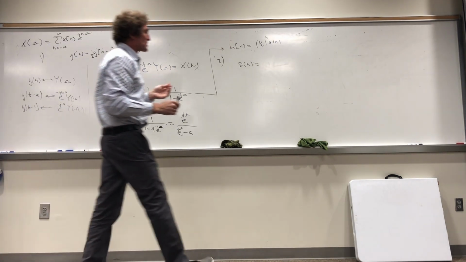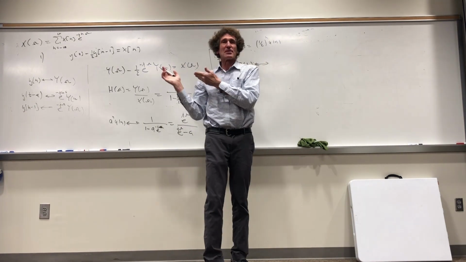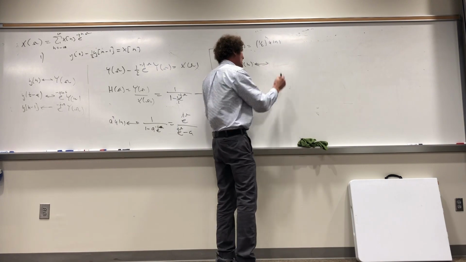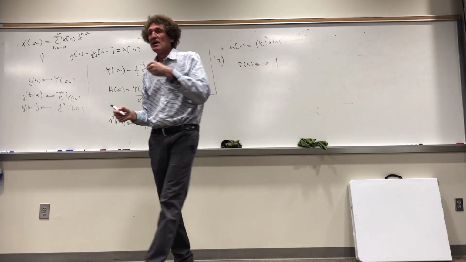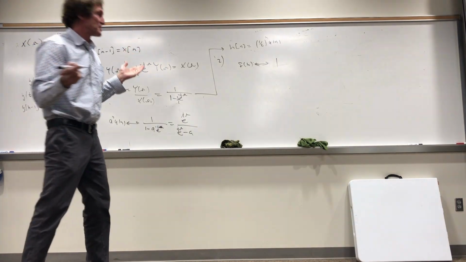Now, when we look at this for delta of n, what do you know you're going to get as the transform of this? Pick one. It's 1. What has it been forever? It's been that way with Laplace, with continuous time Fourier. It's always 1, right? Which is nice.